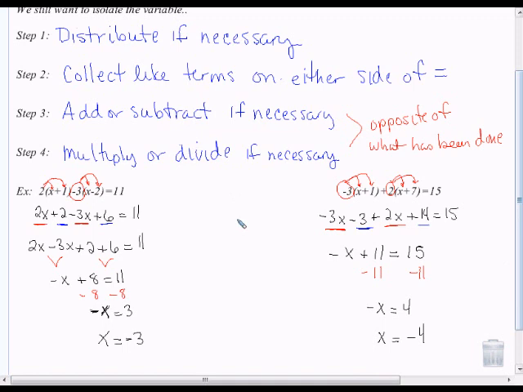Now, just as another example, if I had negative x equals negative 2, I'm changing both signs, so x equals positive 2. So it won't always make the answer negative. Sometimes it can make the answer positive. It's just the opposite of what it already was.